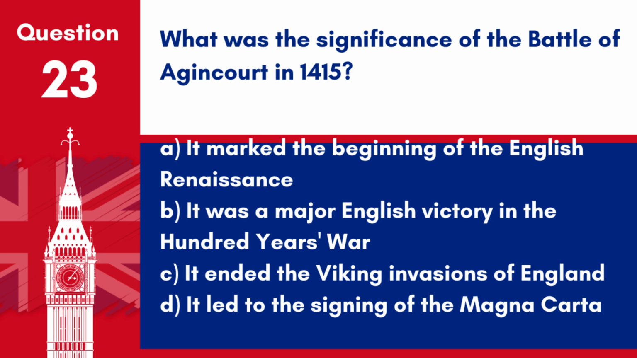Question 23. What was the significance of the Battle of Agincourt in 1415? A. It marked the beginning of the English Renaissance. B. It was a major English victory in the 100 Years' War. C. It ended the Viking invasions of England. D. It led to the signing of the Magna Carta. Answer: B. It was a major English victory in the 100 Years' War. The Battle of Agincourt in 1415 was significant as a major English victory in the 100 Years' War.